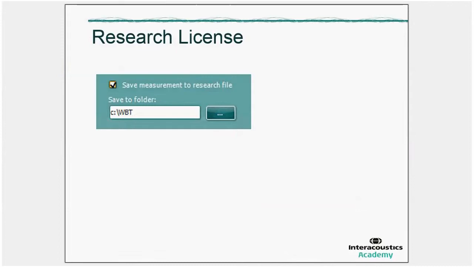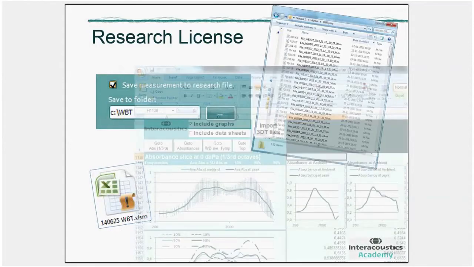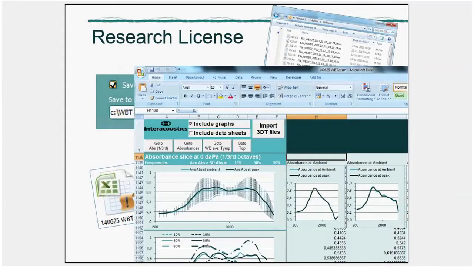There is a folder indicated where the files should go. So what happens is that for each measurement that you perform, a file is created in that folder. We have made available an Excel file, and with the research license you can use this Excel file to import these files, get an overview, and have a look at the data.